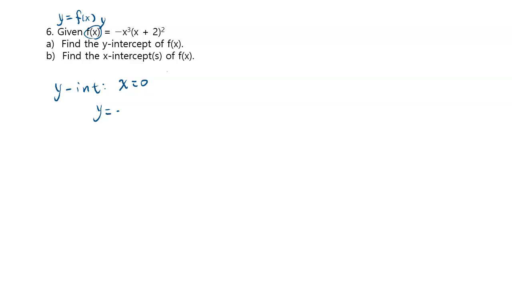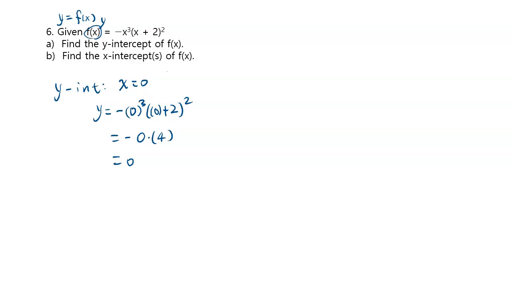y equals negative 0 cubed times (0 plus 2) squared. See, all the x's are being replaced by 0. Right now, 0 is not a negative number, so you don't need this parenthesis, but it's a good habit to always put a parenthesis when you're replacing one thing by another. And 0 cubed is 0, so you have 0 times 2 squared, which is 4. But what's 0 times 4? That's just 0. So that's your y-intercept.